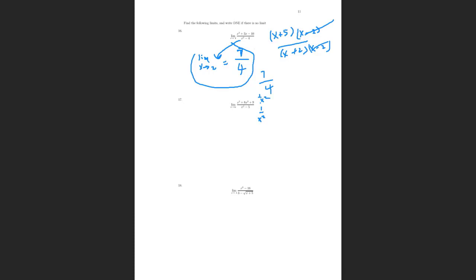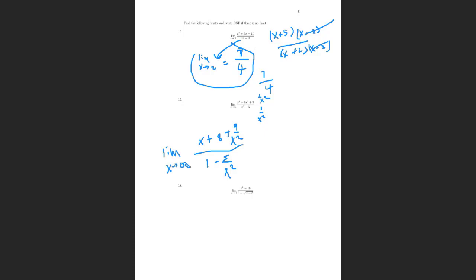When you multiply x cubed times 1 over x squared, you just get x. When you multiply 8x squared times 1 over x squared, you just get 8. And when you multiply 9 times 1 over x squared, you just get 9 over x squared. And on the denominator, x squared over x squared is just 1 minus 5 over x squared. And we just use a limit as x approaches infinity.